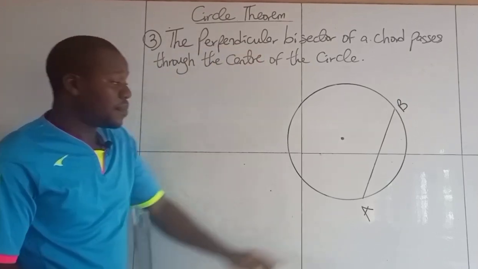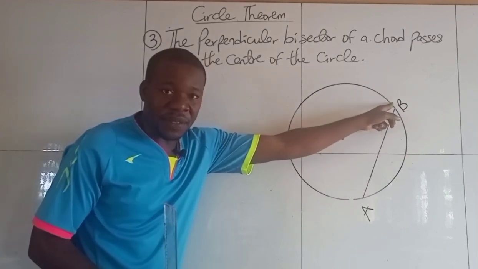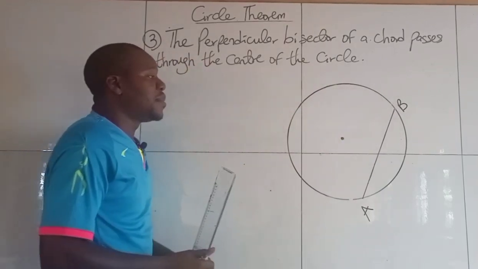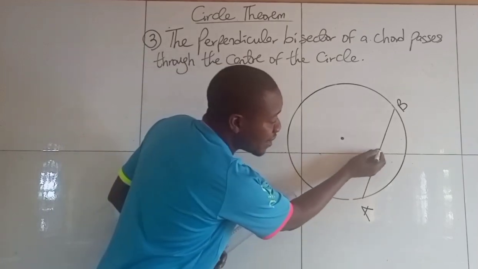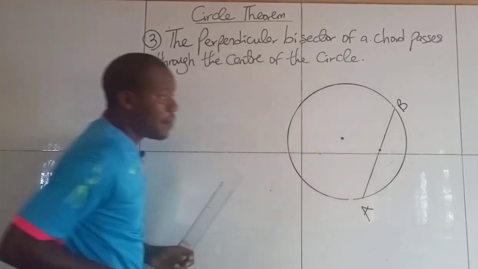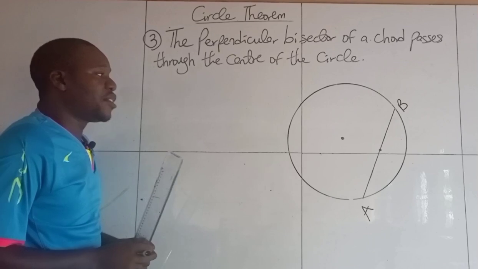So look at our diagram. What is A to B? A chord, right? We know that already. Now, let's bisect. This is the center of our chord by eyeball test. That should be the center of the chord.